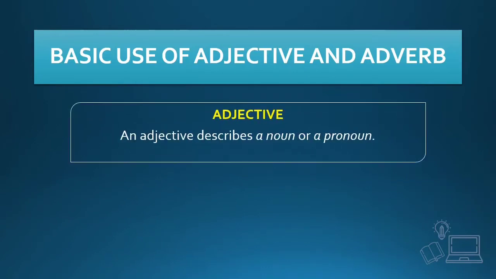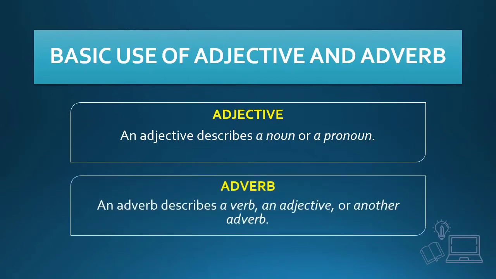An adjective describes a noun or a pronoun. Adjective menjelaskan noun atau pronoun. While an adverb describes a verb, an adjective, or another adverb. Sedangkan adverb menjelaskan verb, adjective, atau adverb yang lain.